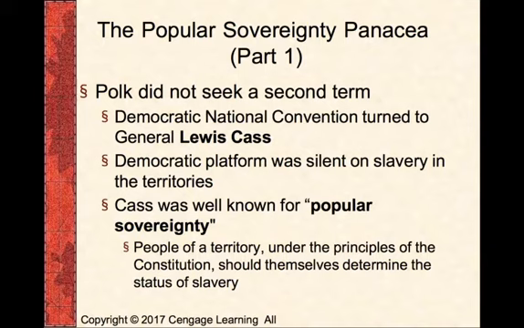However, one issue that Cass was well known for, and therefore the Democrats became well known for, was the idea of popular sovereignty. That the people of a territory, under the principles of the original Constitution, should themselves determine the status of slavery. Therefore, if popular sovereignty won, the Missouri Compromise of 1820 would be null and void because, for example, Kansas and Nebraska, which are above the Missouri Compromise line, could decide for themselves if they wanted to be slave states or not.